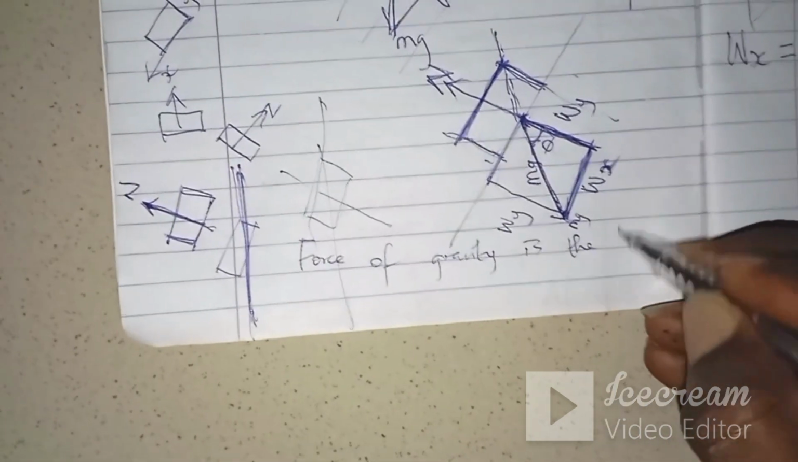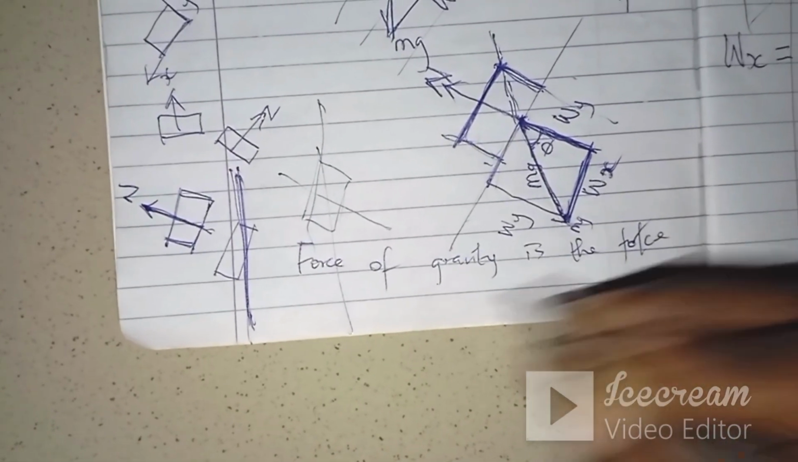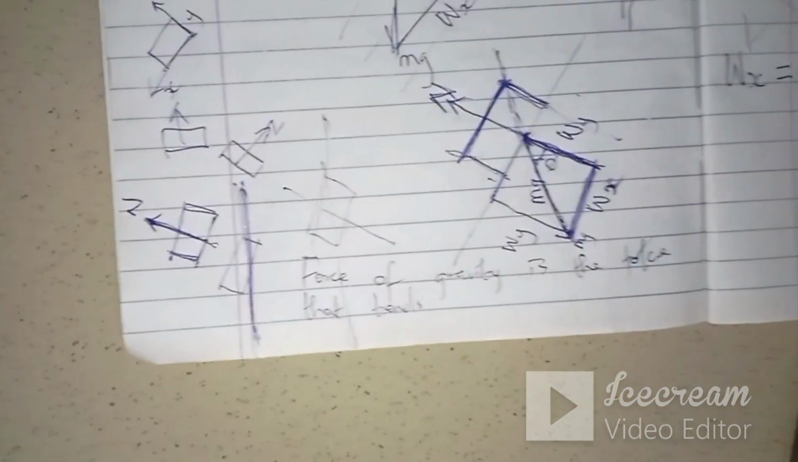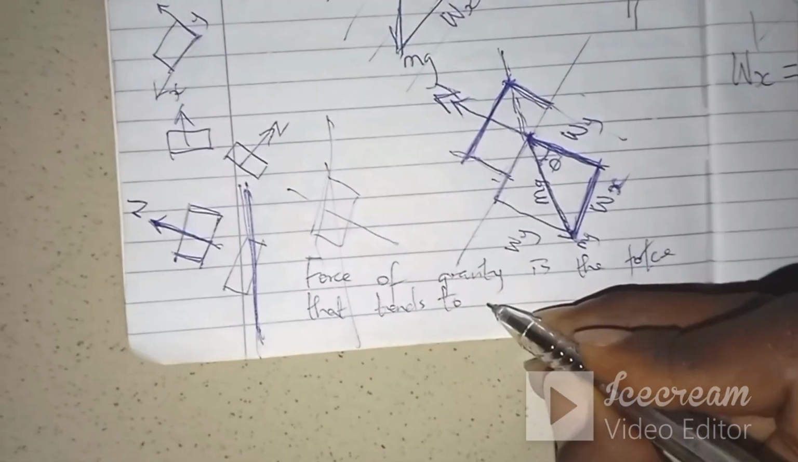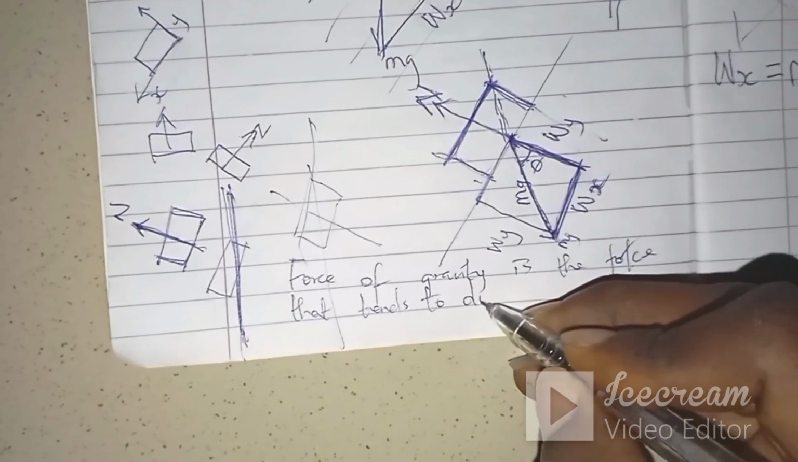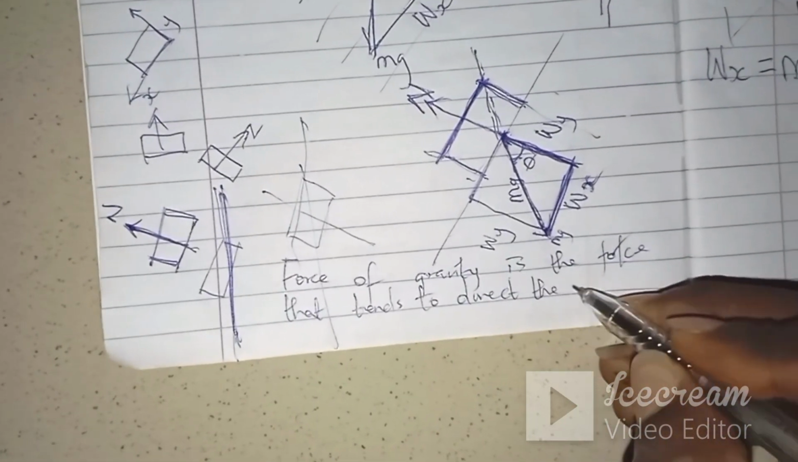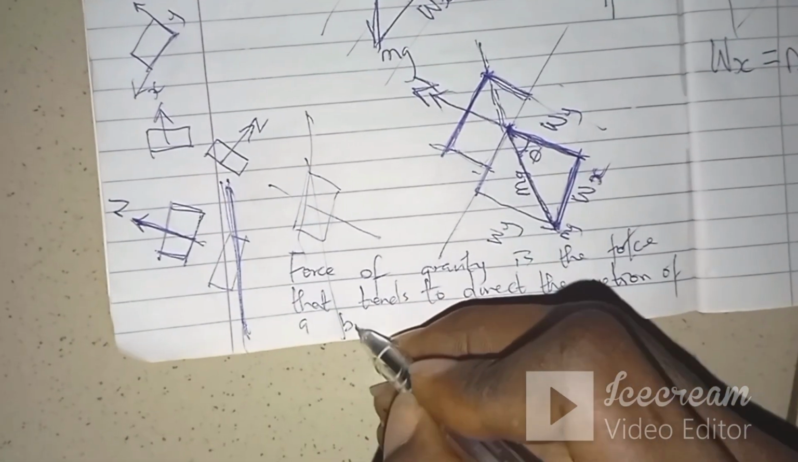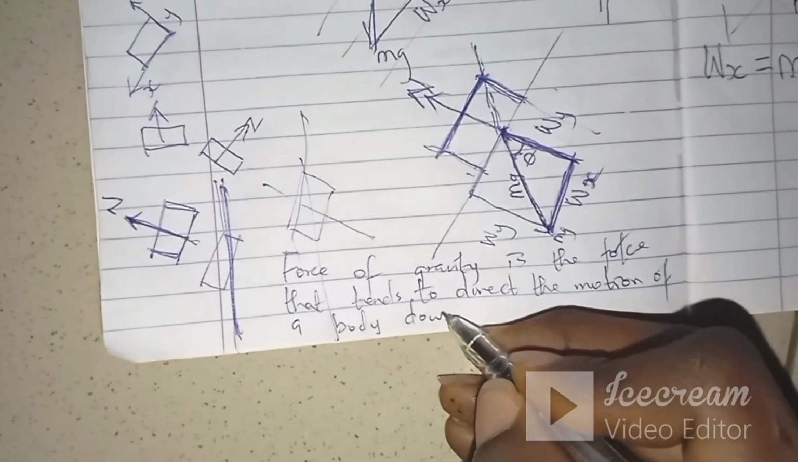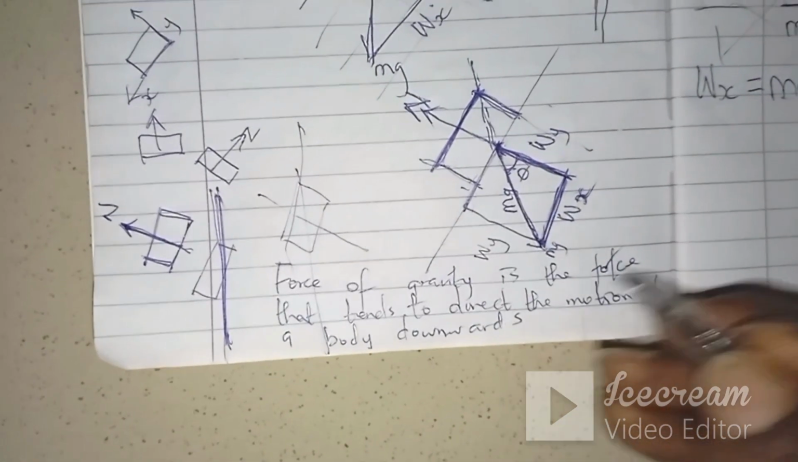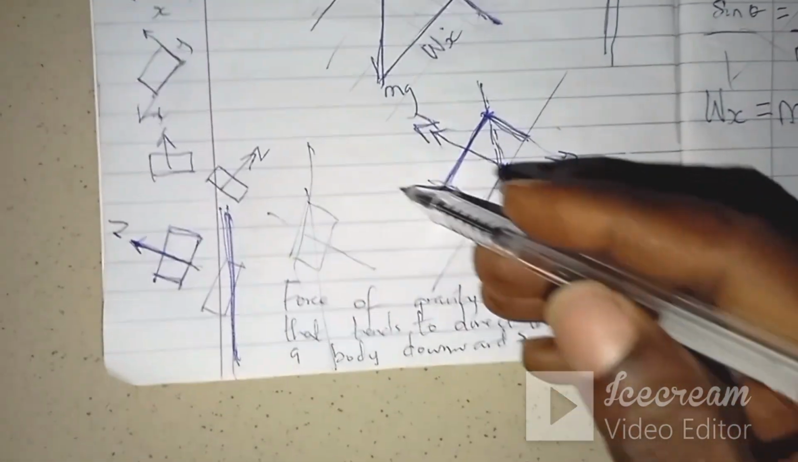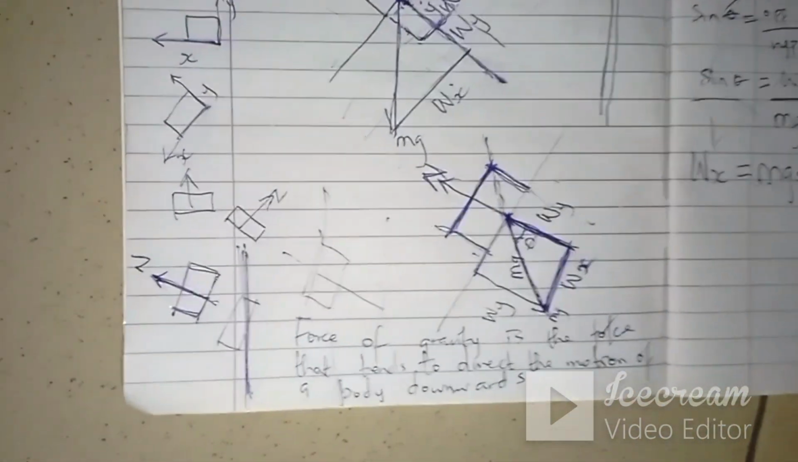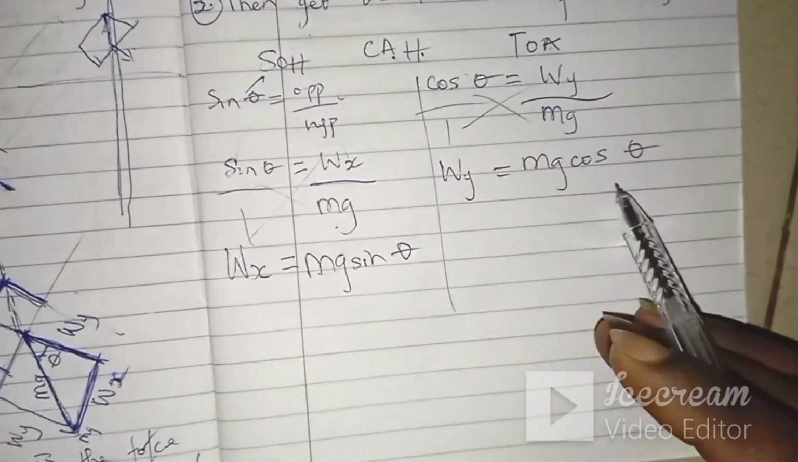And we say that this force of gravity is the force that tends to direct the motion of a body downwards. So if I know that that's the force of gravity, it always tries to bring it vertically down, it's not playing with you. So that is how we get this. So Wy is mg cos theta.